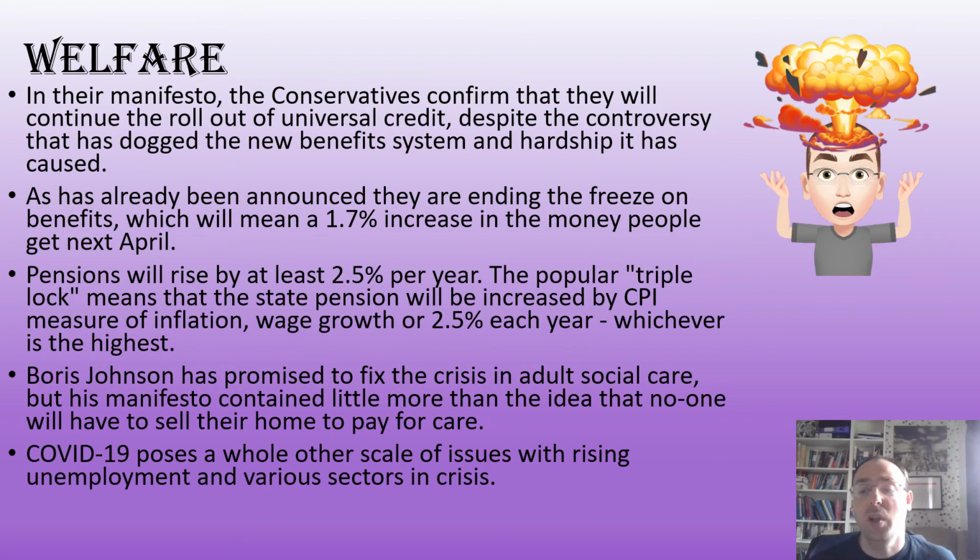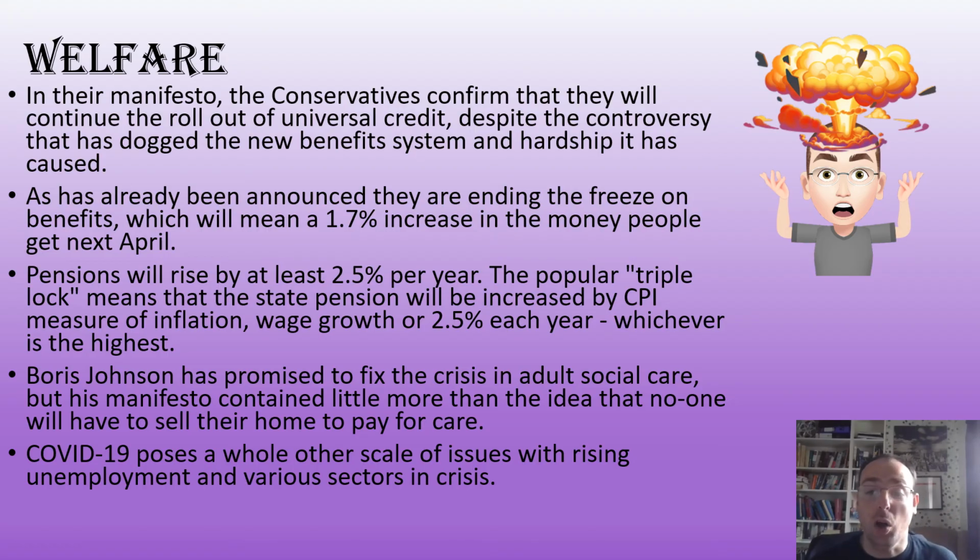In terms of welfare, the Conservative Party continues with its hugely controversial universal credit. Again, this has been dogged by controversies and hold-ups, and there's a huge amount that's been written about the amount of hardship it has created, particularly with delays in payment. There's been an announced end of the freeze in benefits, which means there will be an increase in the amount of money people get, but it's only at 1.7%. And again, we're talking about a whole new scale of people on welfare because of the unemployment created by the COVID-19 crisis.